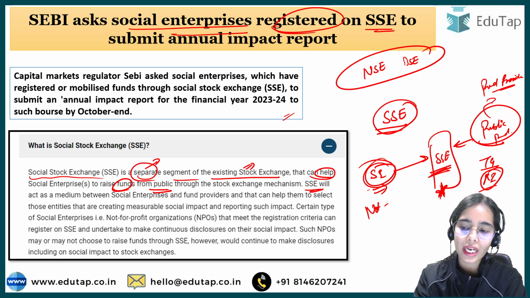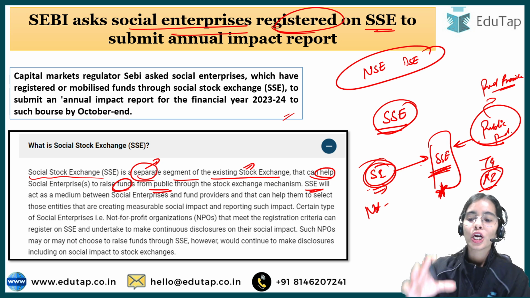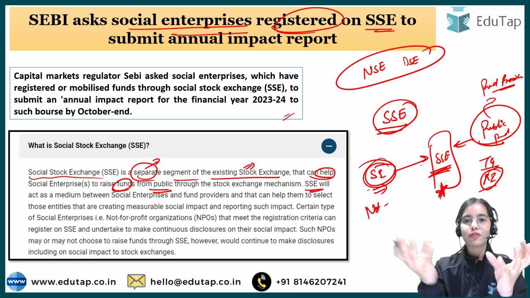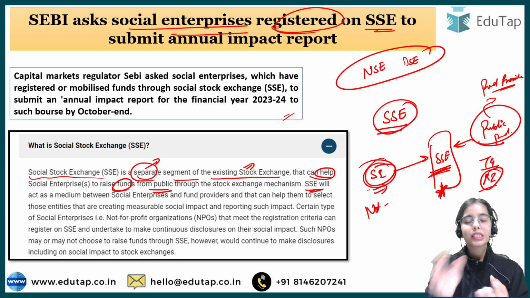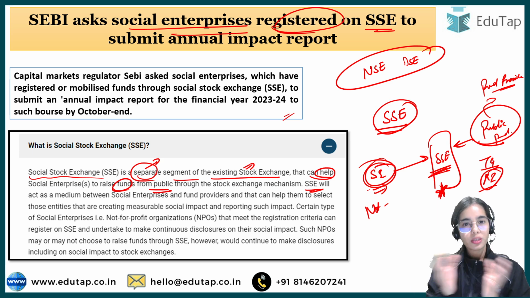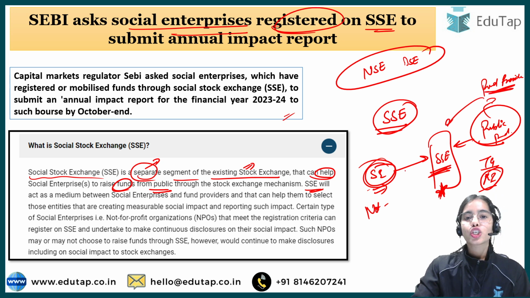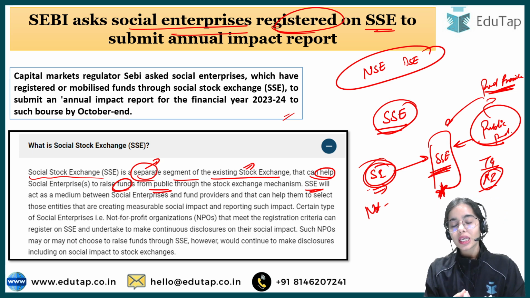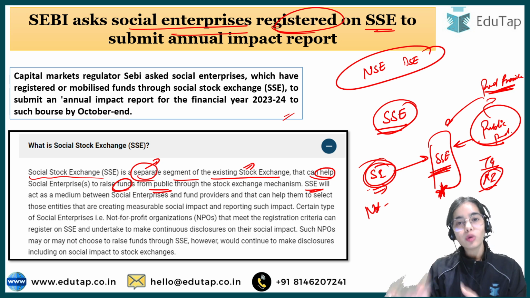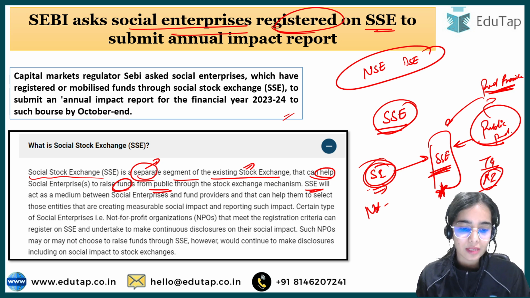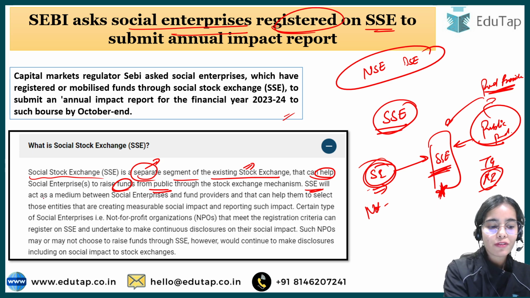So the social stock exchange provides a platform to connect the social enterprises and the fund providers. The social enterprises are able to raise funds through the platform, and the fund providers are able to understand which social enterprises are there, which areas they are working for, and how good a not-for-profit organization is. Okay, so simply SSE will act as a medium.